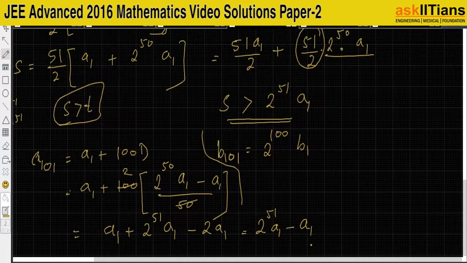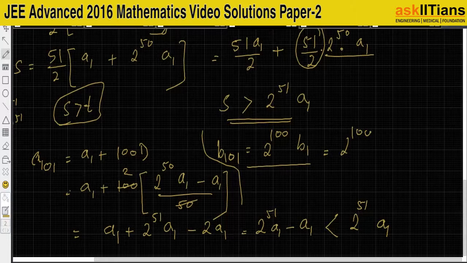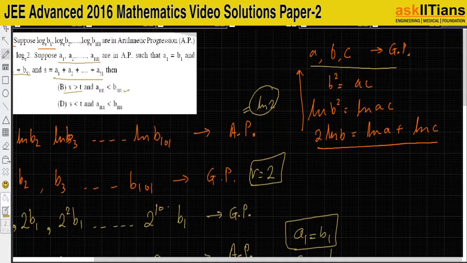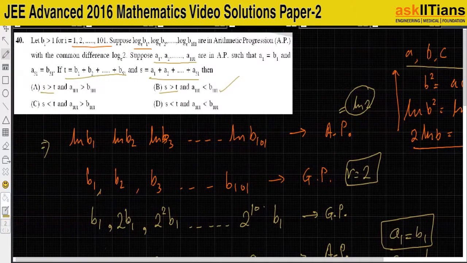So from here again I can see that this term a101 is lesser than 2 power 51 into a1, and b101 is 2 power 100 into a1, since b1 is equal to a1, right? So this term is obviously greater than 2 power 51 into a1, because it's 2 power 100, so it will obviously be greater than 2 power 50. So obviously we can say that b101 should be greater than a101. So the right answer for this question is that b101 is greater, so the answer will be option B.